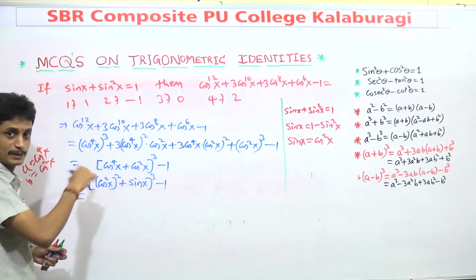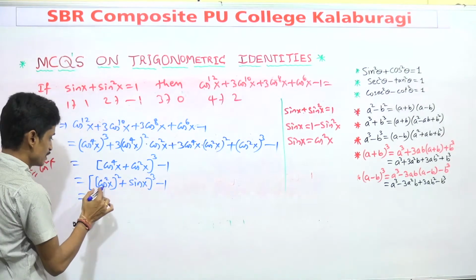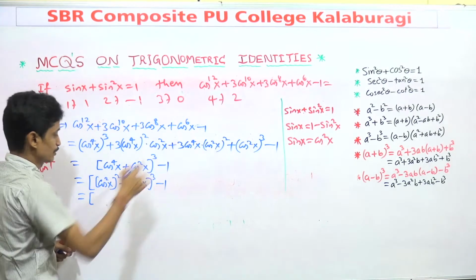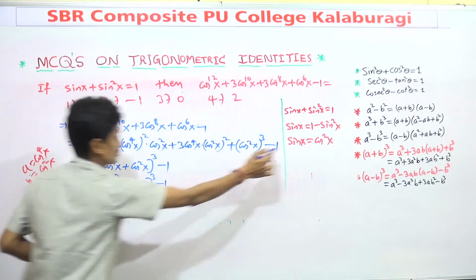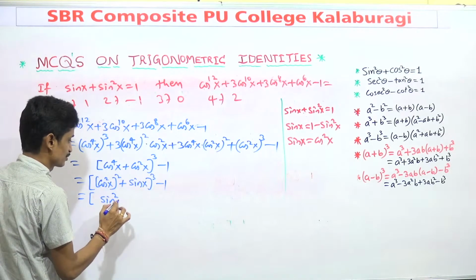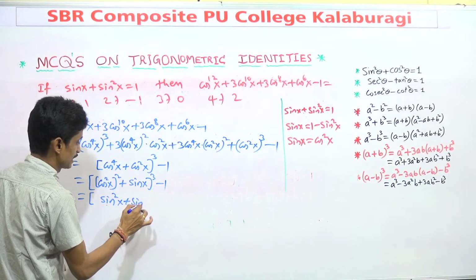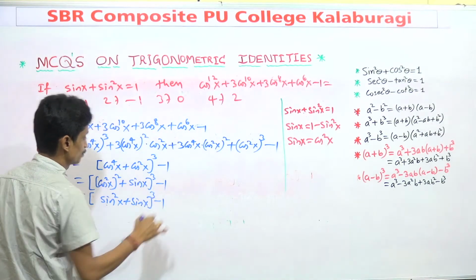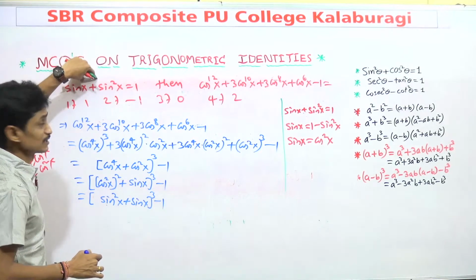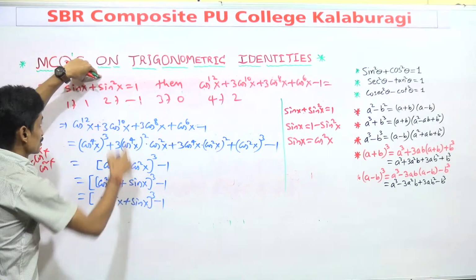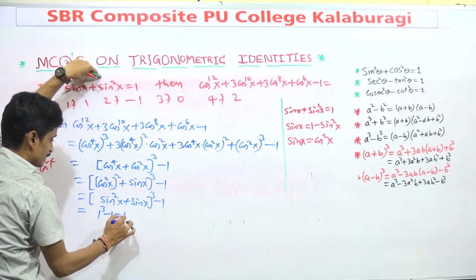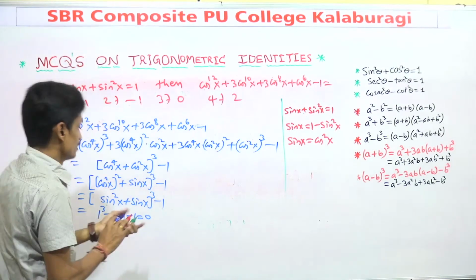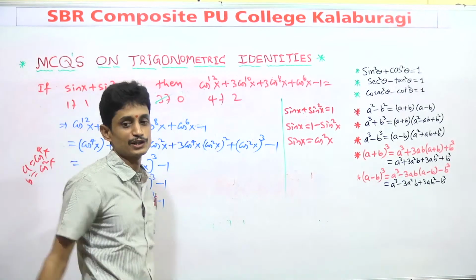From this step onwards you should be careful. What is cos square x? In the given case, cos square x means sin x. This is sin square plus sin x, whole cube minus 1. Look at the case, sin x plus sin square x is 1. So this will be 1 cube minus 1, which is 1 minus 1, that is 0. And the third option is correct.